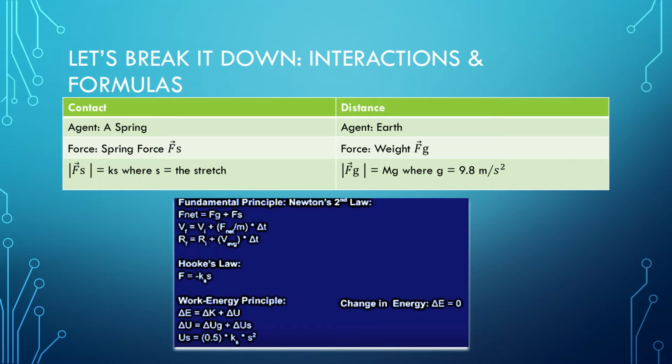So first of all, let's break it down. We want to discuss the contact forces and the distance forces acting on our spring mass system. Our agent, the spring, has a spring force, and our agent, the earth, which is a distant force opposite of the contact force, has a force that is the weight.